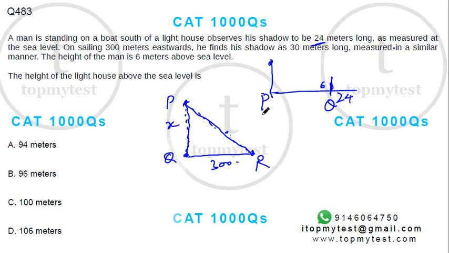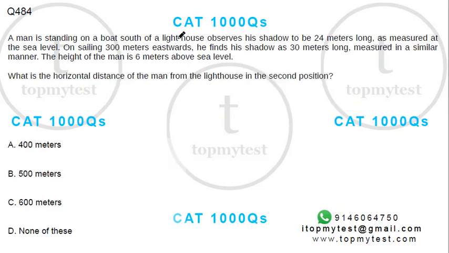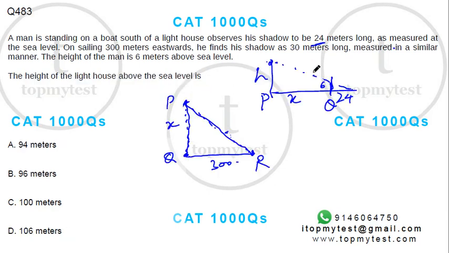So if this part is X, this part will be X. Now, these two will be similar triangles. So if the lighthouse height is H, this one question is what is the height of the lighthouse. The second question is what is the horizontal distance of the man from the lighthouse in the second position. So you need to find this part. Let's put this as Y.